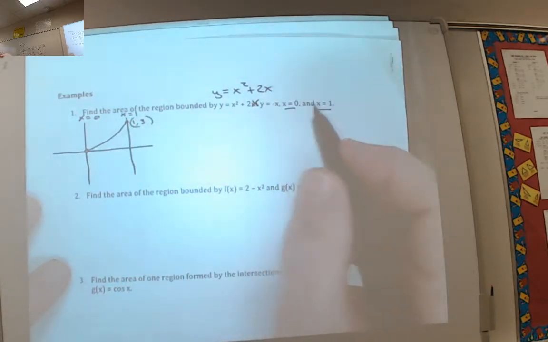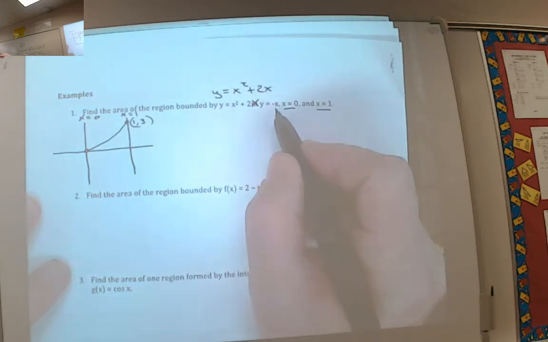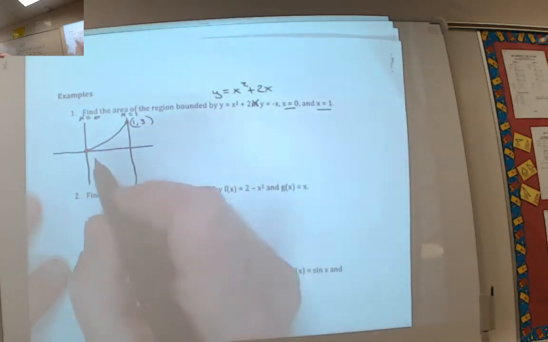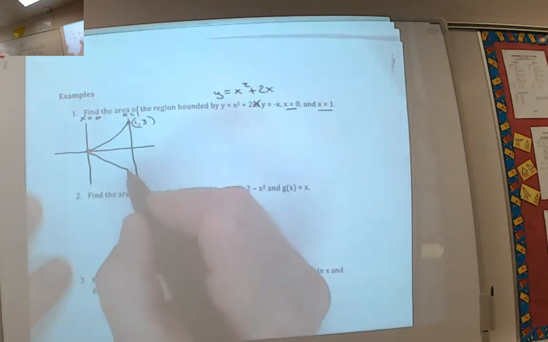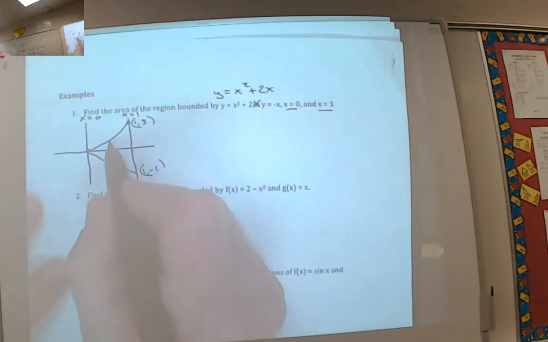Jack, the next one is this equation right here. Y equals a negative x. What does that graph look like? It's linear, like that. So it's like a line at a 45-degree angle? Yeah. Okay. So again, this point is 0, 0. What would this point be? 1, negative 1. So there's my vertical rectangle.